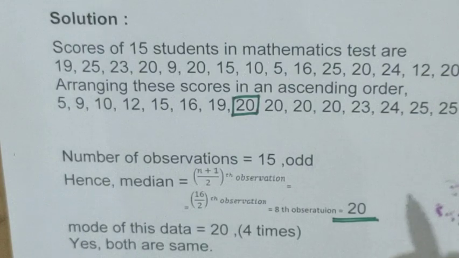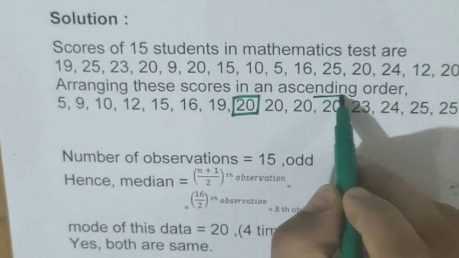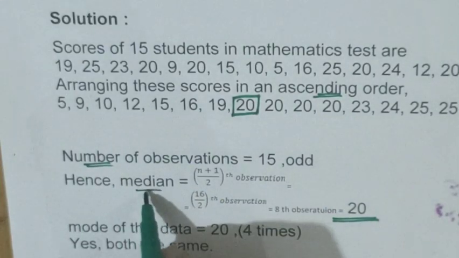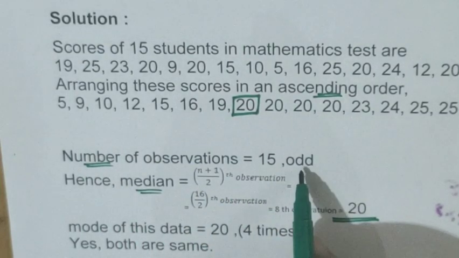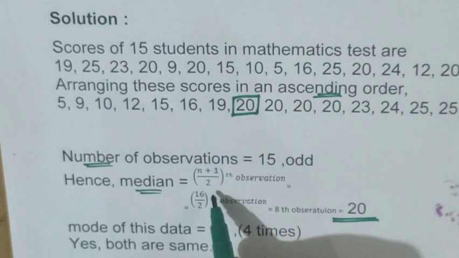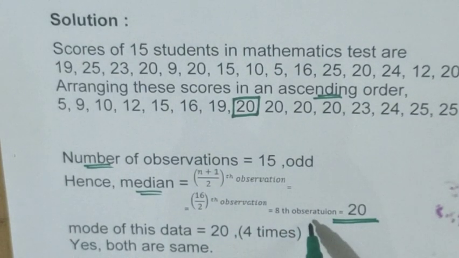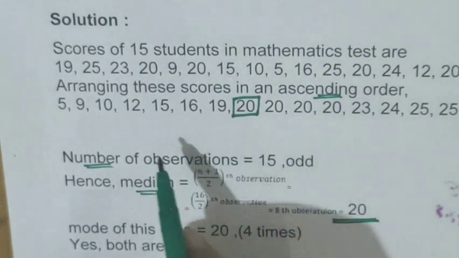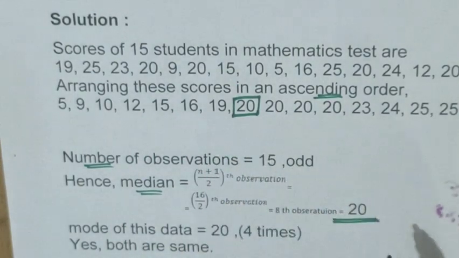Again I am repeating the steps. For median, what are the steps? Arrange them in ascending order, right? Then count the number of observations. Next, the median formula. If it is an odd number, what is the formula for us? (N plus 1) by 2th observation. So we'll get the 8th observation. Don't conclude the answer here. The 8th observation is not the answer; the observation value must be taken down. So just look at the ascending order values, and you know that it is 20. Now mode also we can see, that is also 20. Since the question asks whether they are same, both are same.